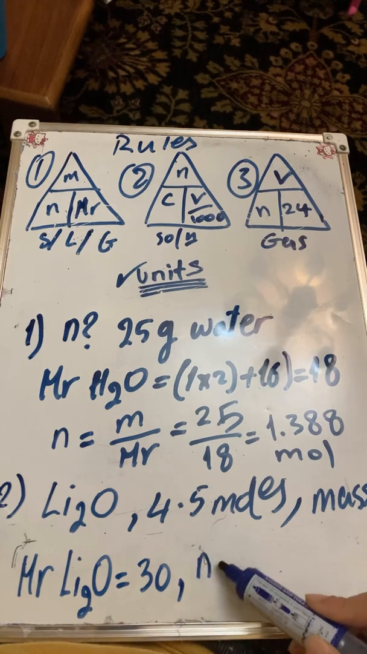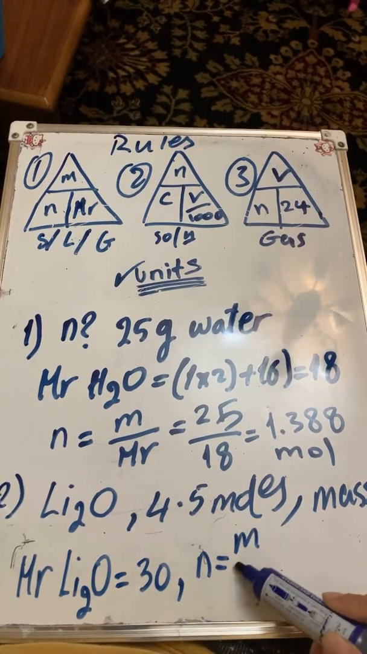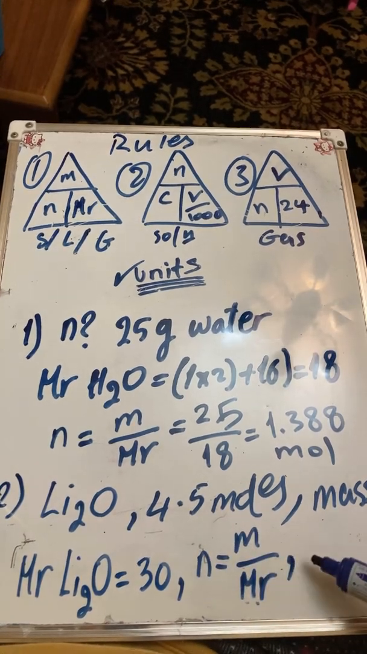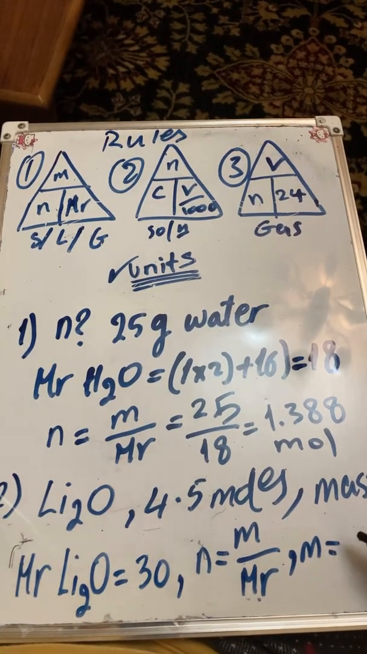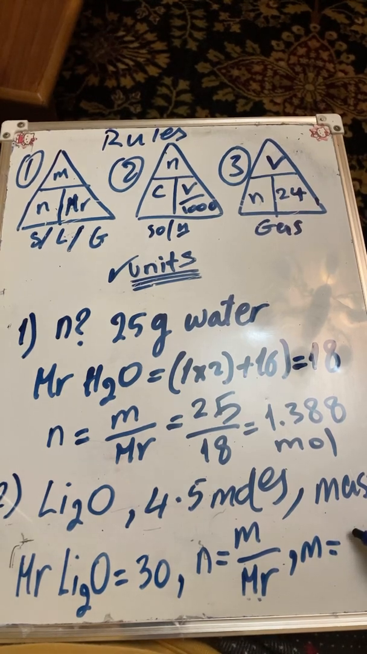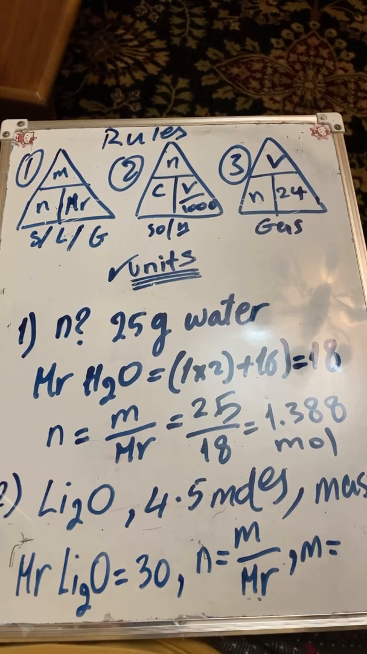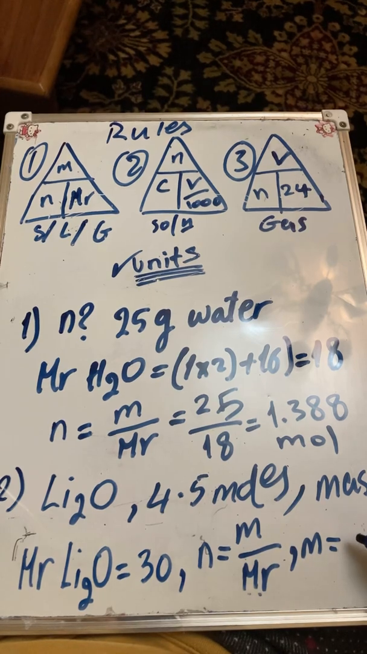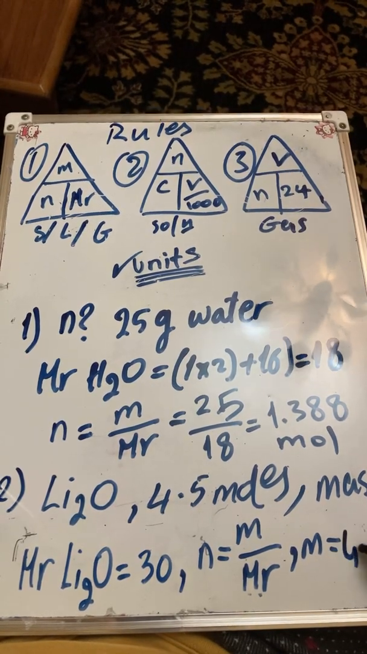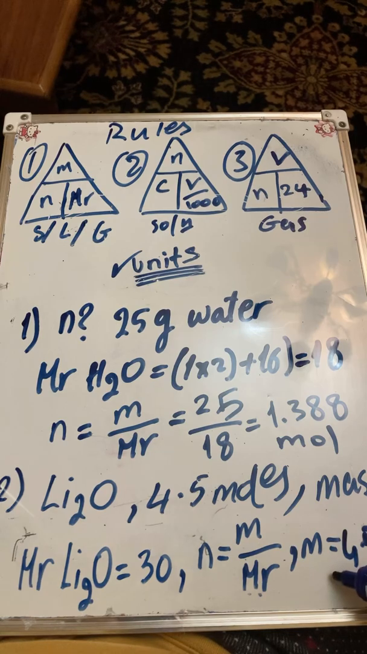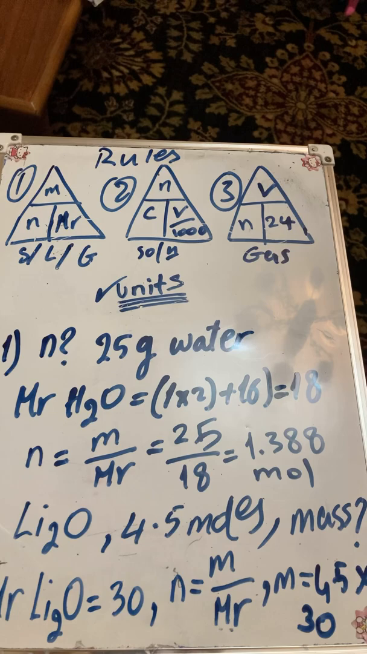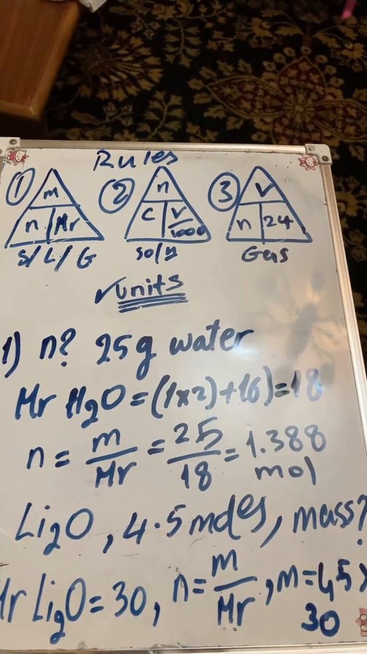So, moles equals mass over MR. We already have the moles, so the mass is going to be moles multiplied by the MR, and that would be 135 grams.